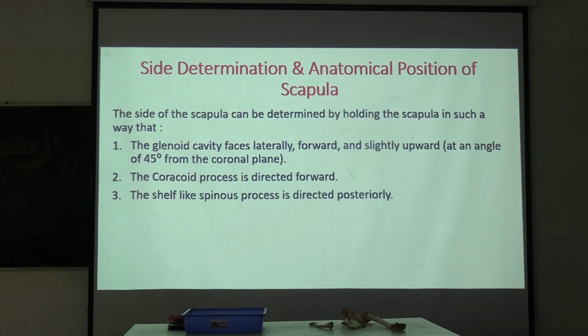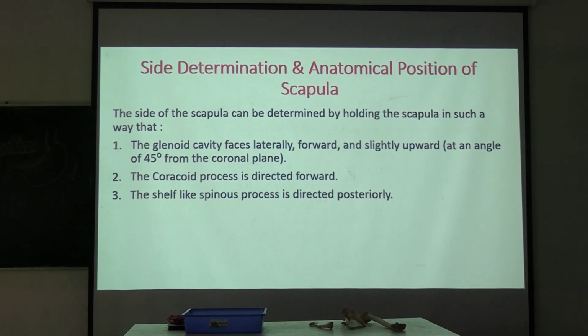So how will you determine the side? This is very, very important for every bone: side determination and anatomical position. When you are giving a viva in a bone stable, you have to hold the bone in anatomical position. After that, you start describing the bone. You have to know the points for anatomical position.